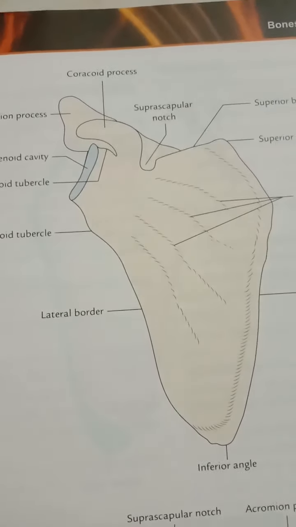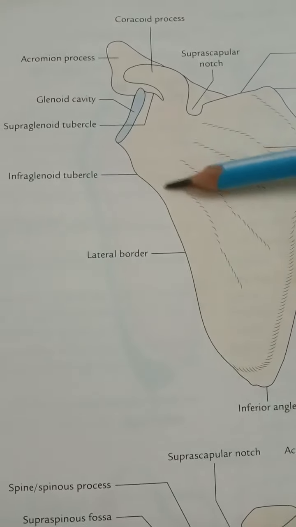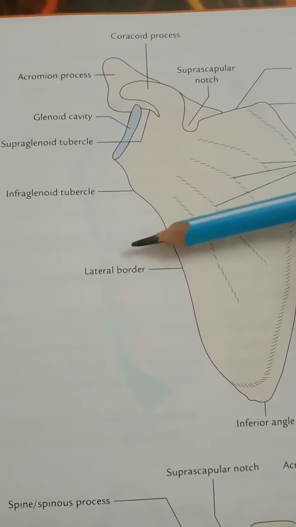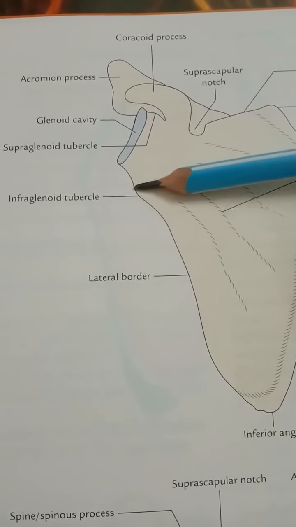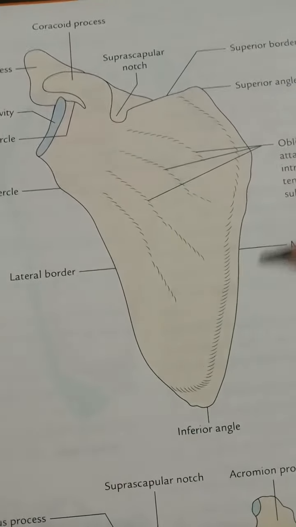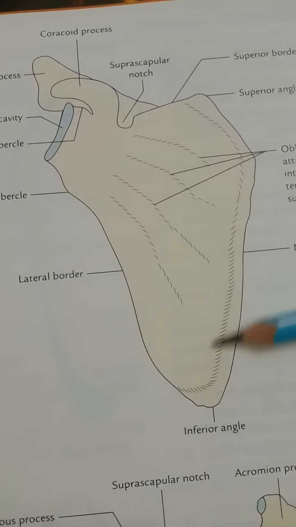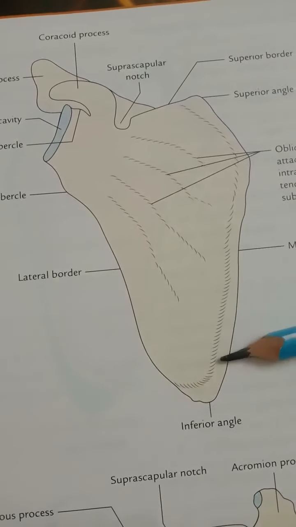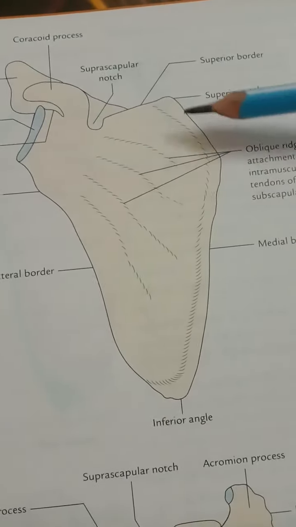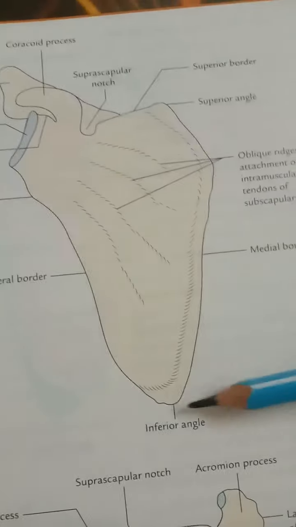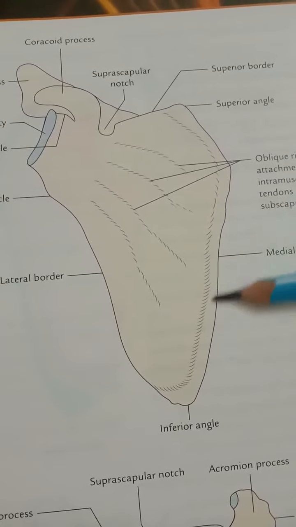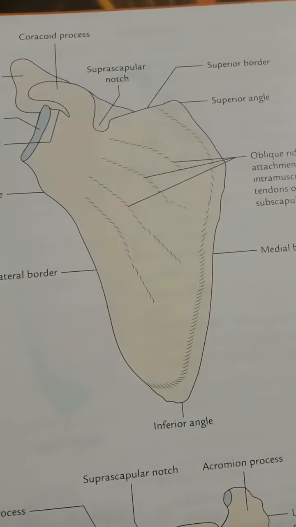Then the lateral border. The lateral border is very thick, and at its upper end it presents the infraglenoid tubercle. Then the medial border. It is very thin and the longest border, and it extends from the superior angle to the inferior angle. Here you can see the superior angle, and this is the inferior angle. From this, the long and thin border present is called the medial border.